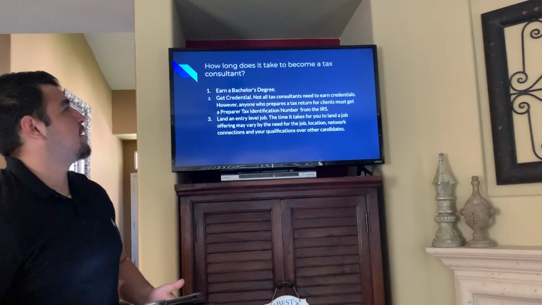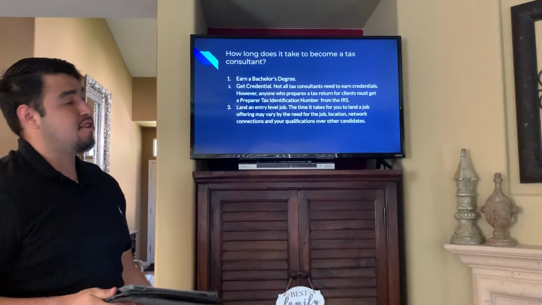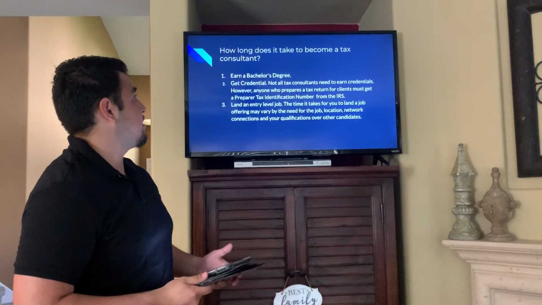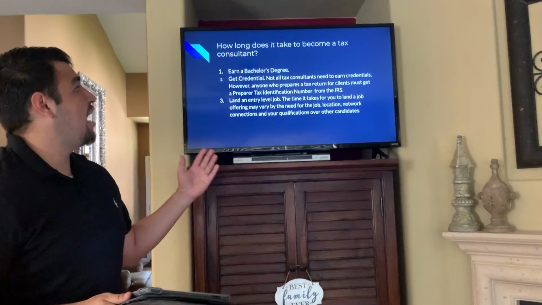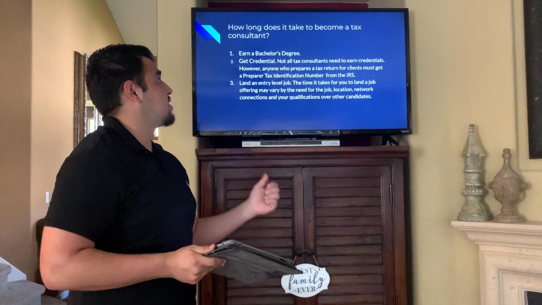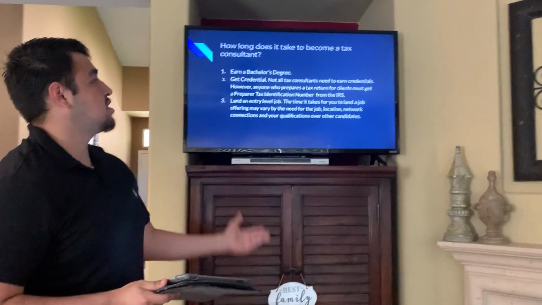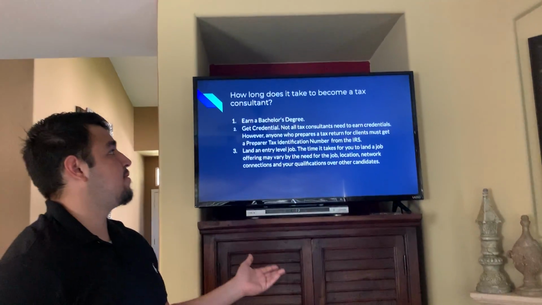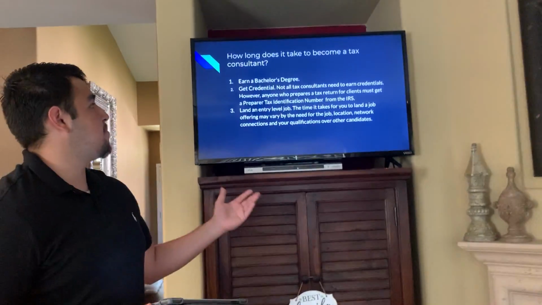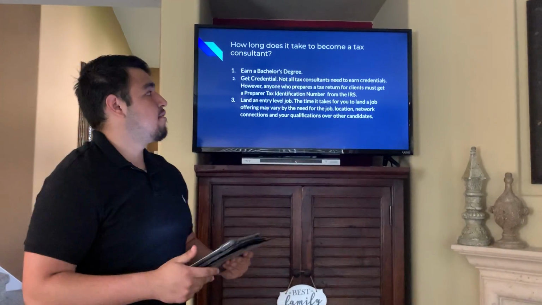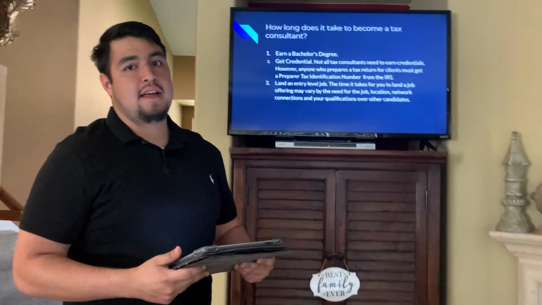So how long does it take to become a tax consultant? First, you gotta earn your bachelor's degree, as I explained in the previous slide. Then get credentials. Not all tax consultants need to earn credentials. However, anyone who prepares a tax refund for clients must get a preparer tax identification number from the IRS, which are a lot of people in the R&D tax world.